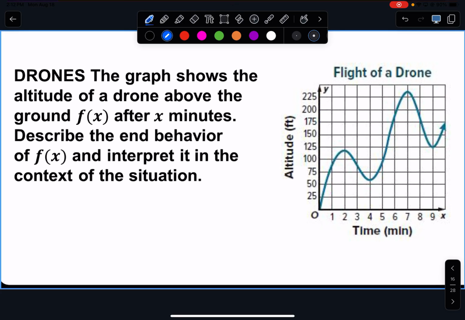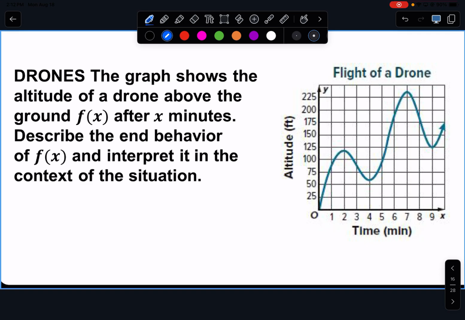Okay, now we're going to apply this a little more. This is a graph of a drone flying, okay? We want to describe the end behavior, and then this is where we take it to the second level. We want to interpret it in the context of the situation. Okay? So on the left end for this graph, is it rising or falling?